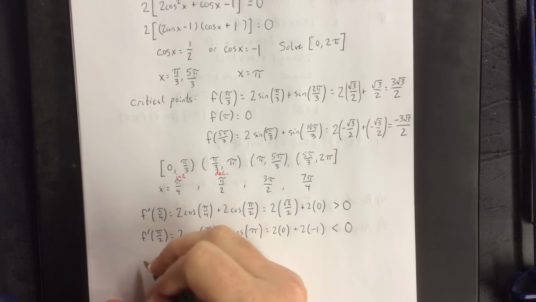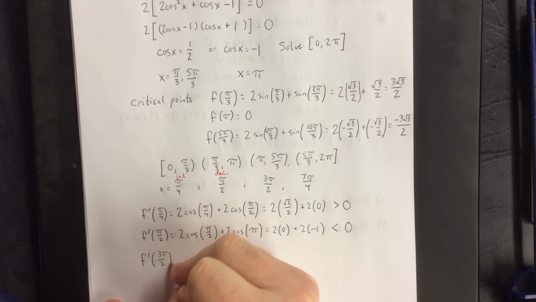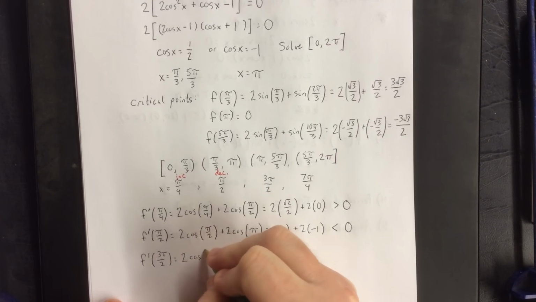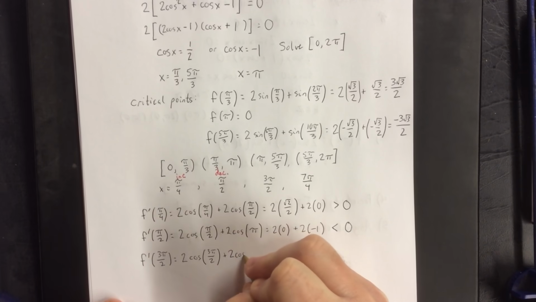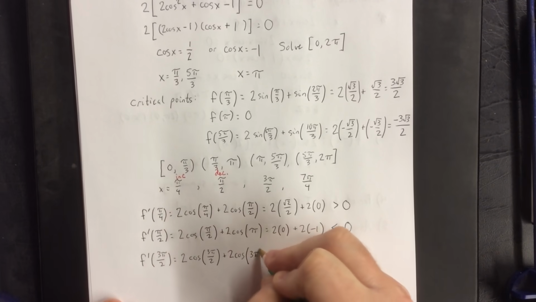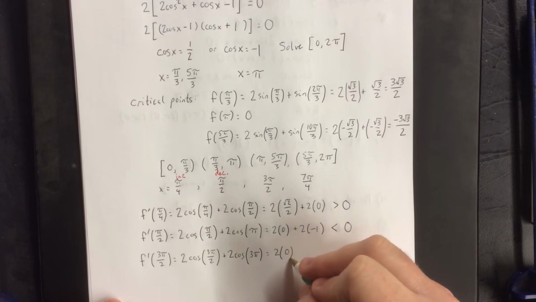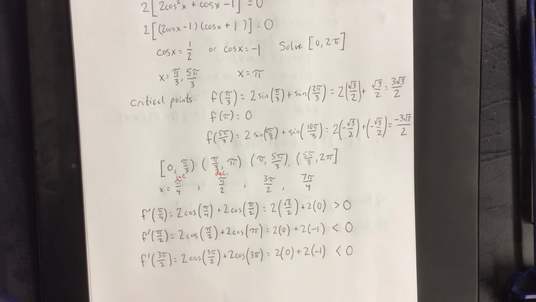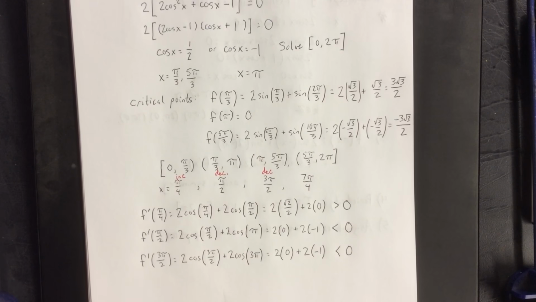Let's keep it going. Doing great so far. F prime of 3 pi over 2. Got that for the third interval. That'll be 2 times the cosine of 3 pi over 2 plus 2 times the cosine of double that angle. That'll be 3 pi. So cosine of 3 pi over 2 will be equal to 0, and the cosine of 3 pi is equal to -1. So by some amazing coincidence, we get the exact same expression that we just got for our last interval. This will be another interval of decrease.